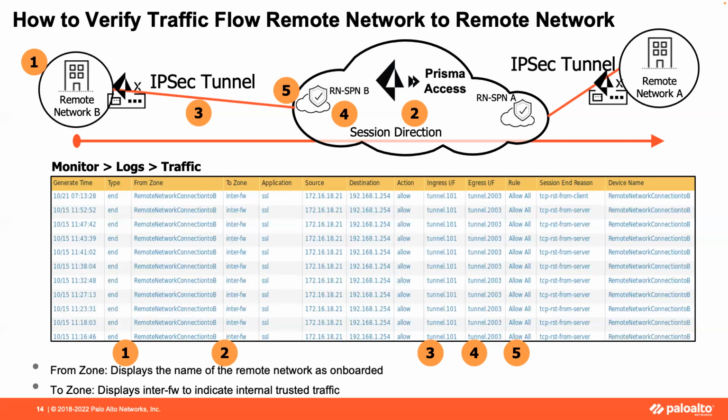But understand that the from zone is what remote network, what branch office you're coming from. The destination, the to zone, is either something inside of Prisma Access, which is internal forwarding, inter-FW, or it's something to the untrusted side, whatever you named it. And you have this other information to help you diagnose what that is.